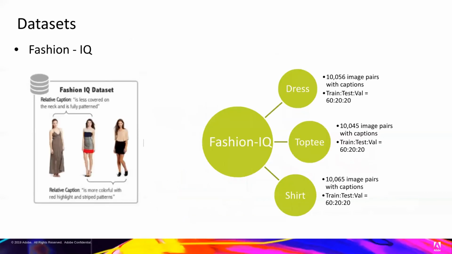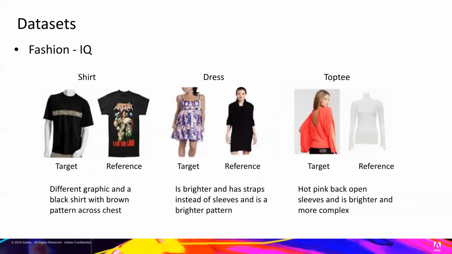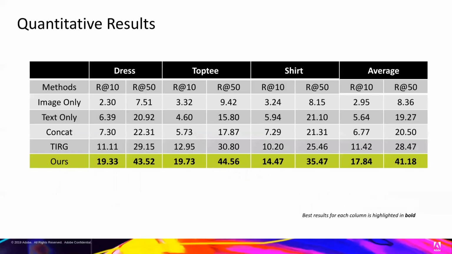So in our experiments and our results, we have used a recently released dataset called Fashion IQ. This dataset contains around 30,000 image pairs with relative captions spread across three types of apparel: dresses, shirts, and top tees. So here are a few examples of the kind of data points Fashion IQ has. Each data point is basically a triplet of a reference image, a target image, and a modifying caption as shown at the bottom.